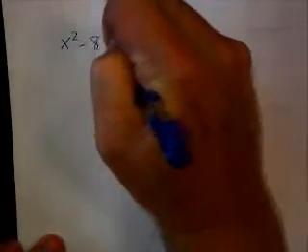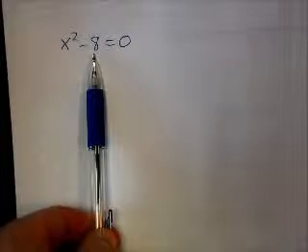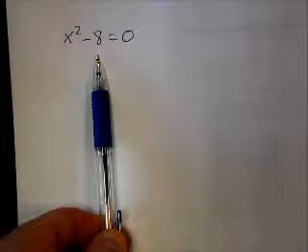What if I gave you x squared minus 8 equals 0? Can you factor x squared minus 8? I don't think so. How come you cannot factor x squared minus 8? 8 isn't a square, is it? In order to factor, we need square minus square. 8 is not a square. But we can still solve it now.